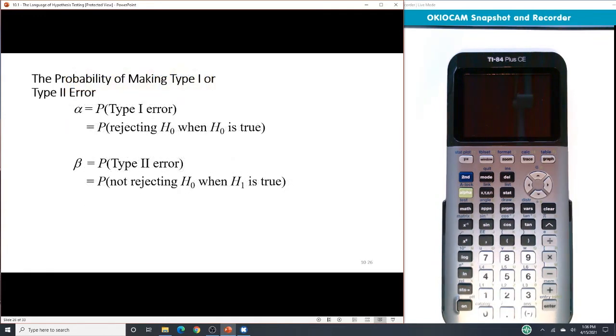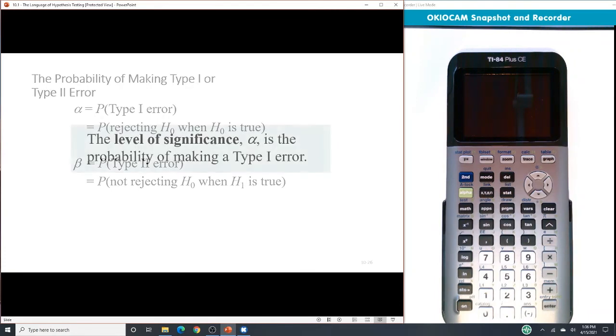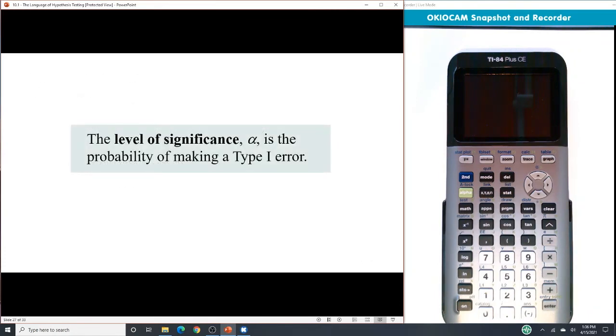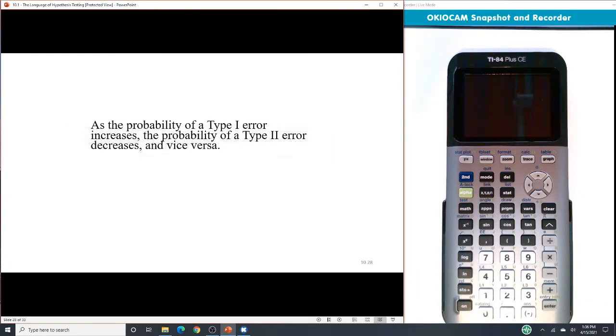Now, finding the probability of those things. Alpha is the probability of a type 1 error, and beta is the probability of a type 2 error. The level of significance, alpha, is the probability of making a type 1 error. Now a few other things here. As the probability of a type 1 error increases, the probability of a type 2 error decreases, and vice versa. So one goes up, the other must go down.